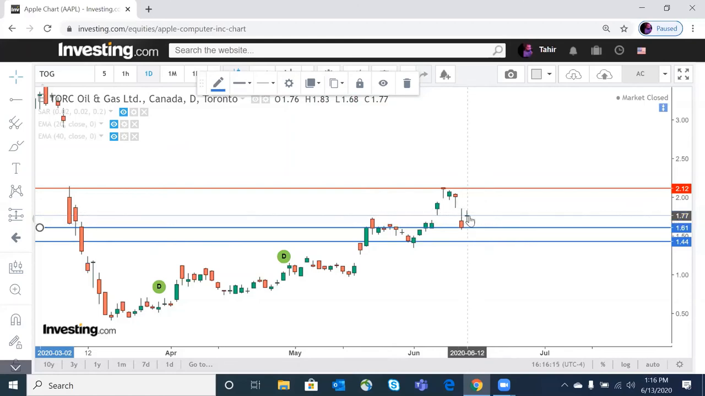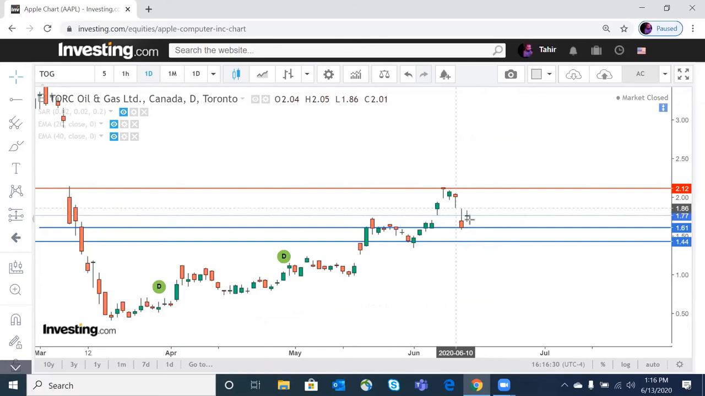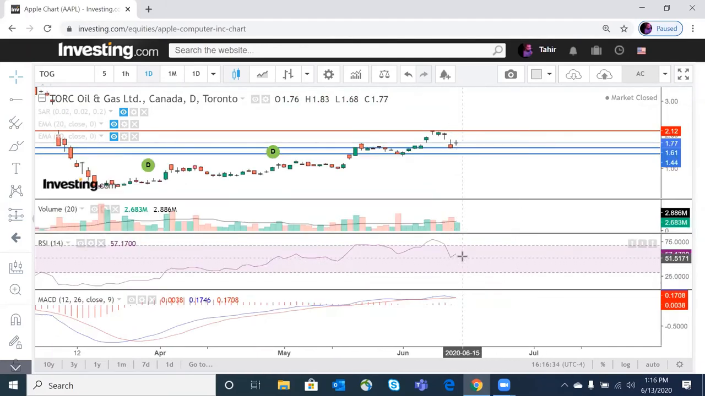But the good thing is it gave a gap up opening in the last session, and if it gives a gap up opening again... And let's talk about the volume. How were the volumes? Volumes were below average, a little below. If the volumes on the next session are high, then you will see this stock going up, and it has a potential of going up based on the RSI, which has shown an upward trend.